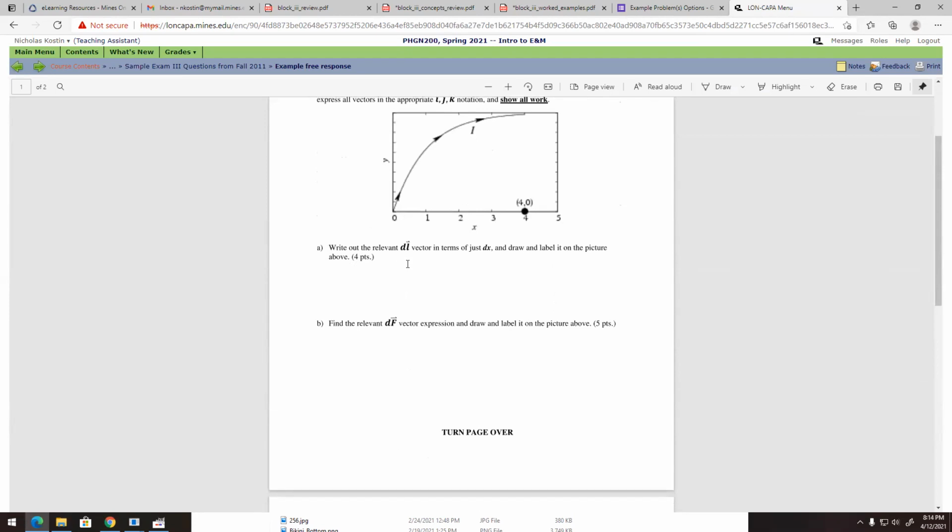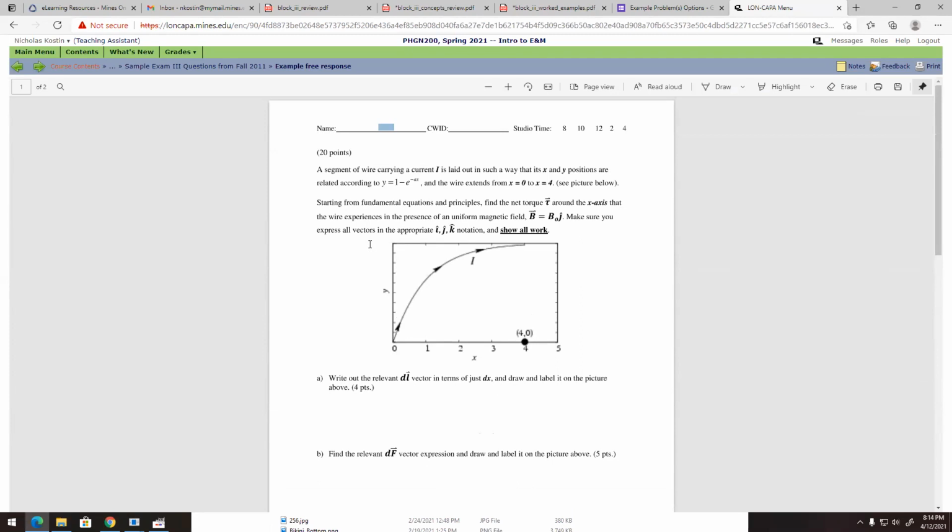So you worked on this earlier? I did, yeah. Like I said, I'm okay, just not sure about the torque is all. No, you're good. You're good.